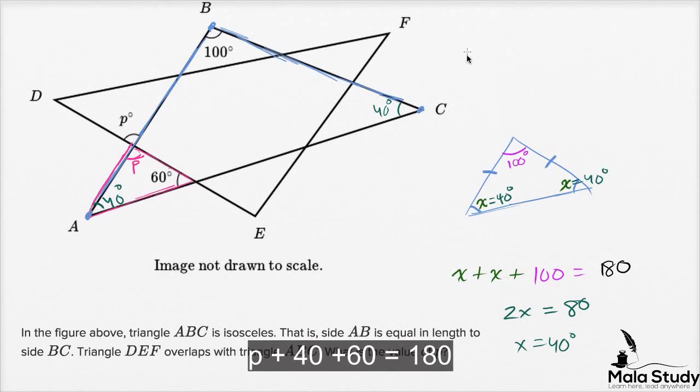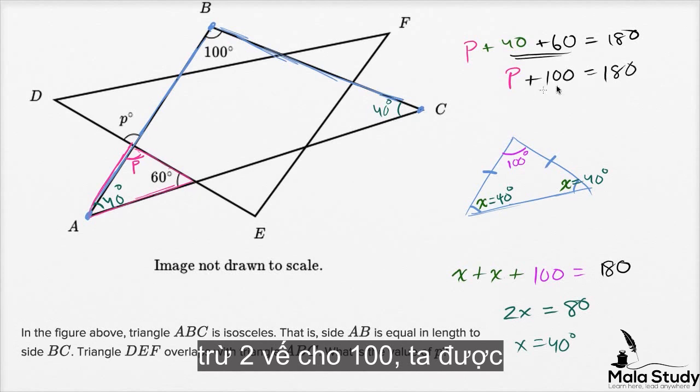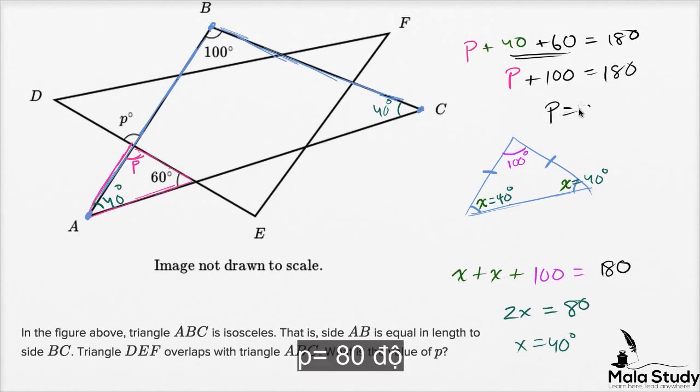And now we see P plus 40 plus 60 is going to add up to 180 degrees. That's the interior angles of this little small triangle right over here. Or we could write P plus, if we add the 40 and the 60, you get 100. P plus 100 is equal to 180. If we subtract 100 from both sides, we get P is equal to 80 degrees.